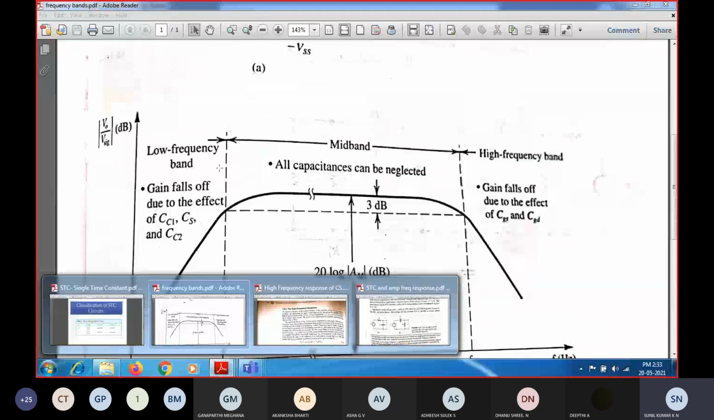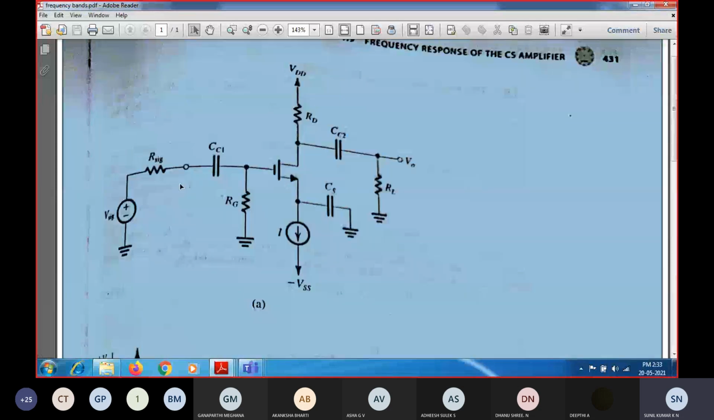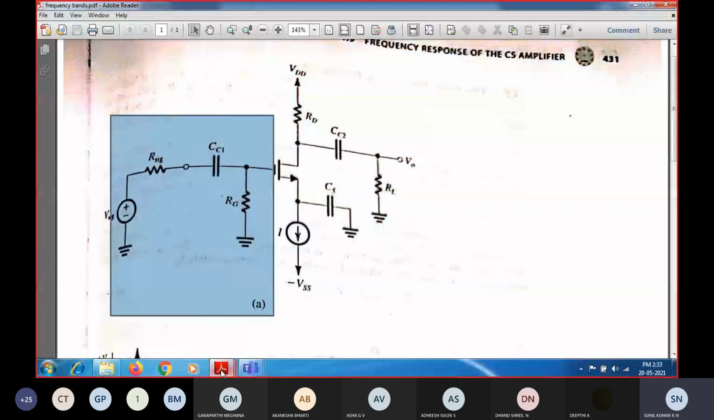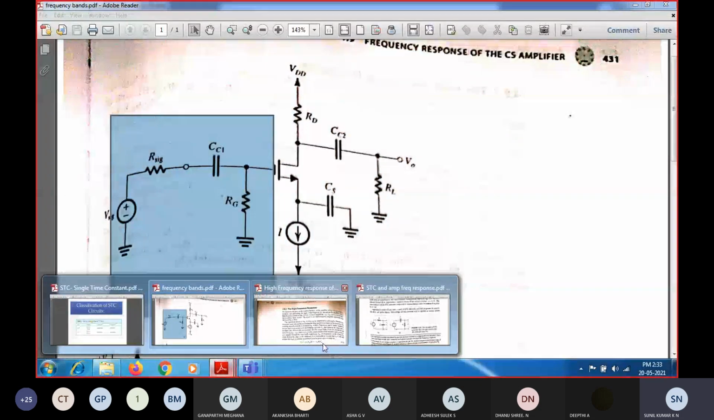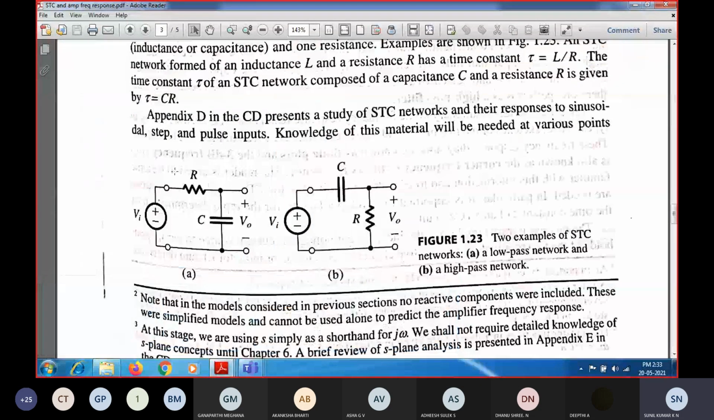So what I should do is convert whatever circuit is there at the input side into a single time constant network. Single time constant network means it should have either an R and C network, or a C and R network, between the output and input. So between the output and input, you can have either an R and C combination, or a C and R combination.